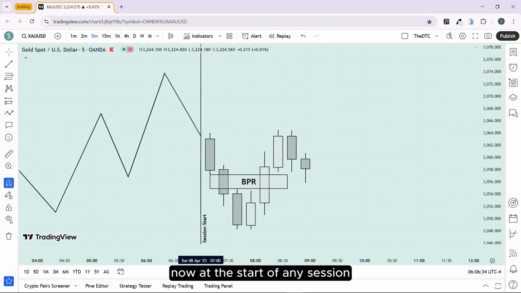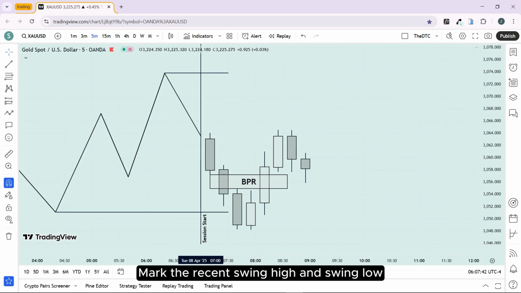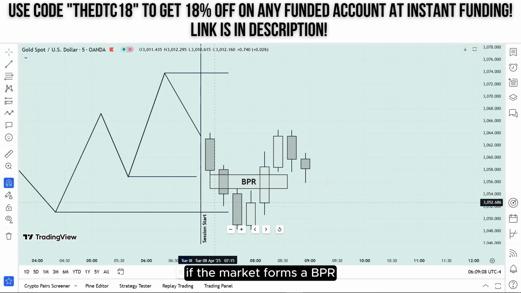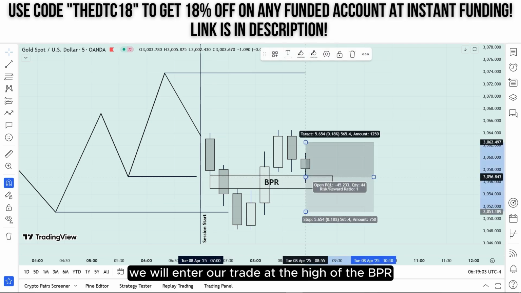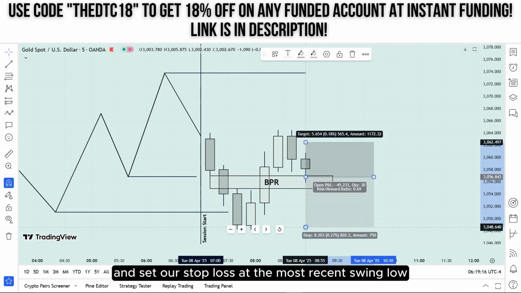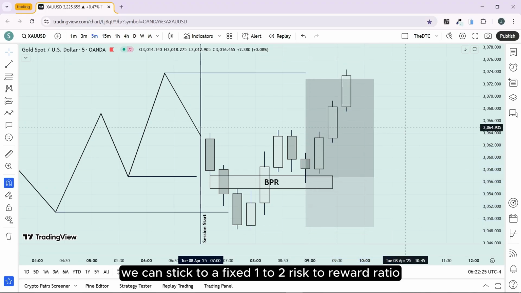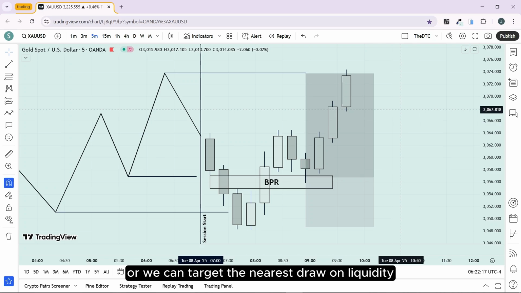Now, at the start of any session, mark the recent swing high and swing low as liquidity levels. If you have multiple clear liquidity levels on either side, such as in this case, mark all of them. Next, wait for the market to reach those levels. At reaching those levels, we will look for the market behavior. After grabbing the liquidity, if the market forms a BPR, that will be the indication that the price has changed its bias and is ready to go higher. We will enter our trade at the high of the BPR and set our stop loss at the most recent swing low. For take profit levels, we can stick to a fixed 1-to-2 risk to reward ratio, or we can target the nearest draw on liquidity.